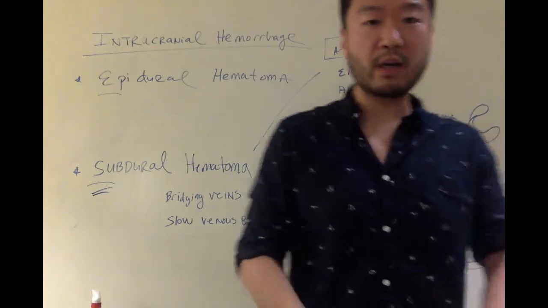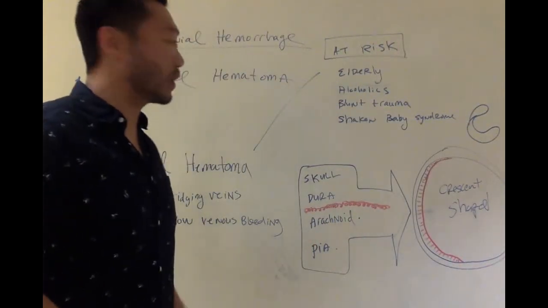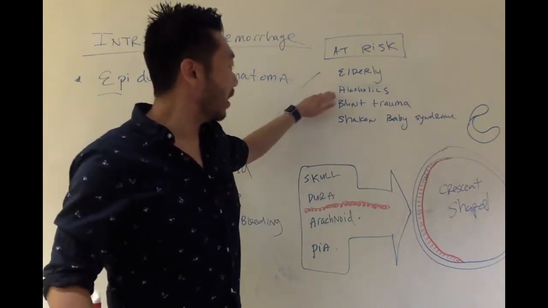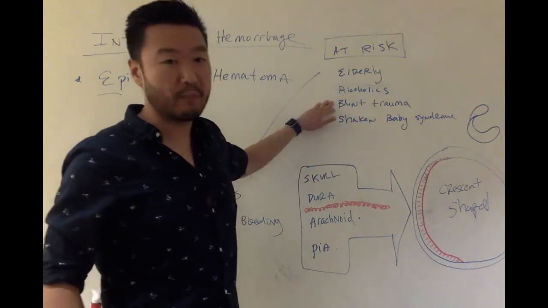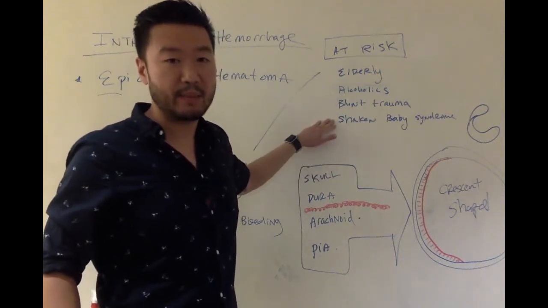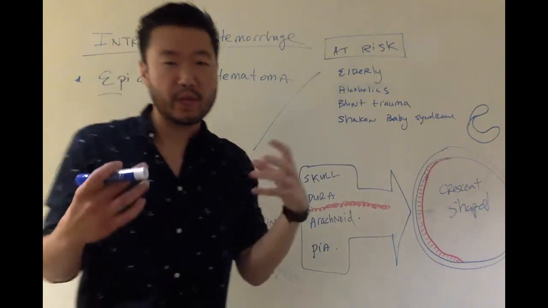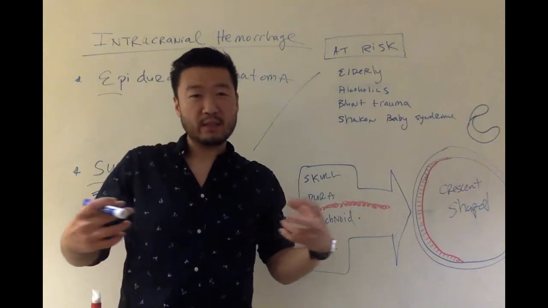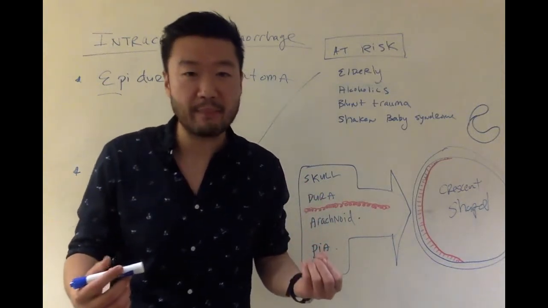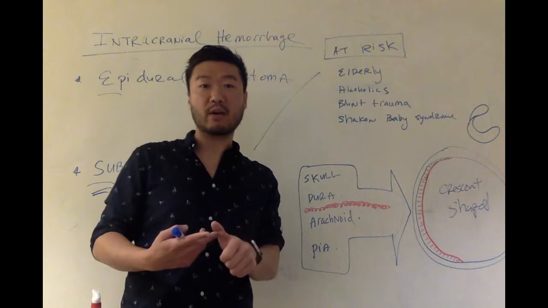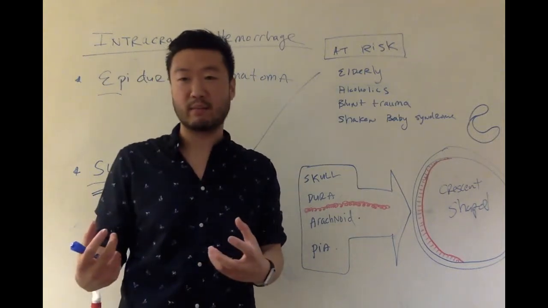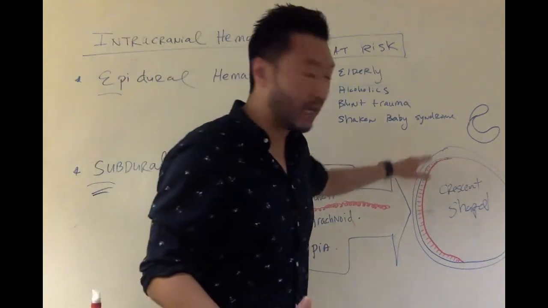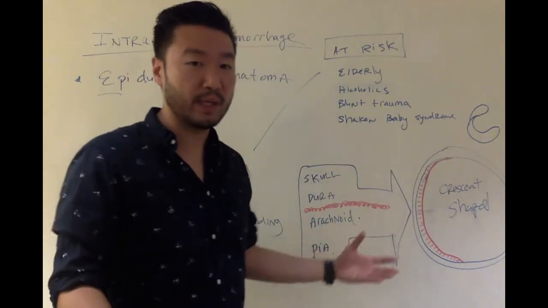Now, who are the patients who are at risk? So there's a few that I want to highlight. We have the elderly. We have alcoholics. We have those with blunt trauma. We have those with shaken baby syndrome. So if you remember, as we age, things kind of shrink, wrinkle, and that's one of the things that happens with elderly patients as well as alcoholics. There's more space in the brain. There's more space underneath the skull. And as a result, when they get trauma, they're going to have this slow venous bleeding.